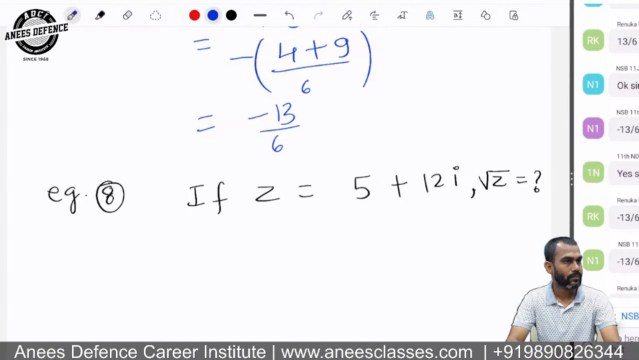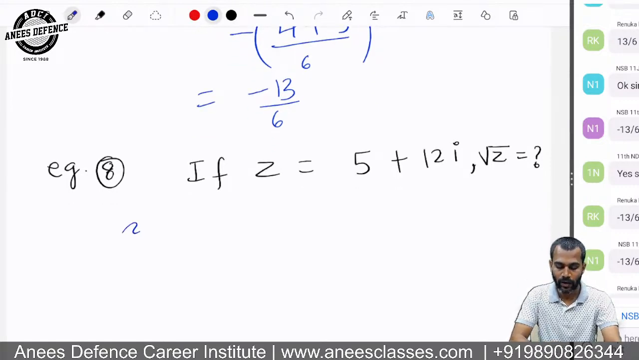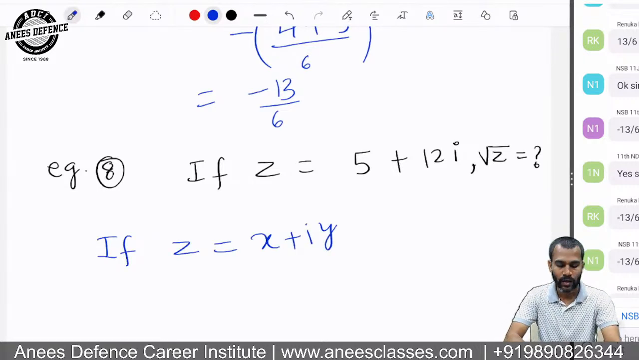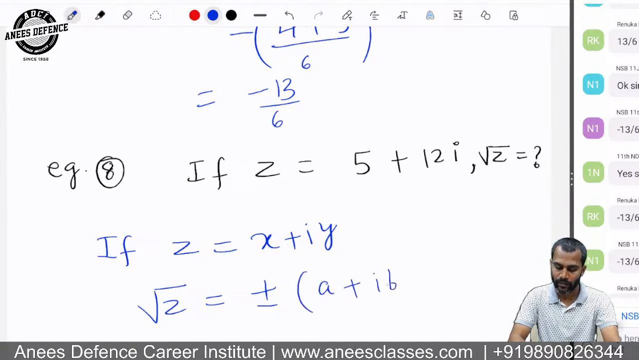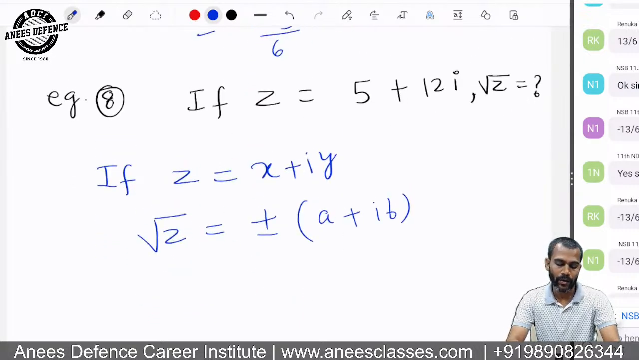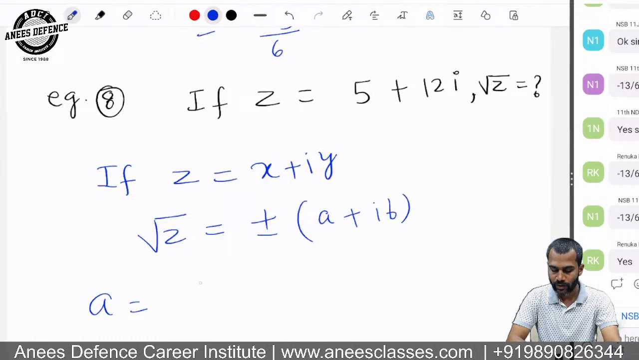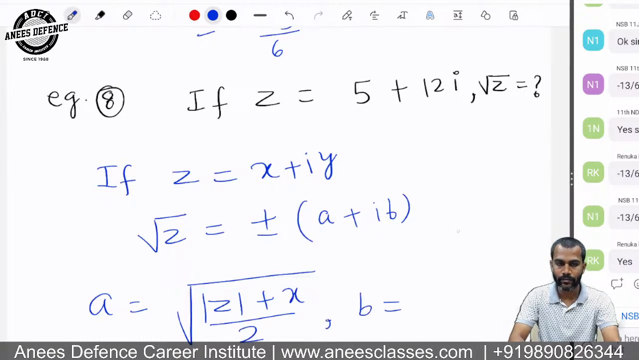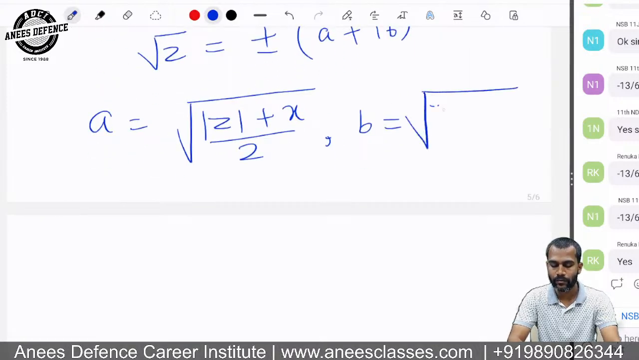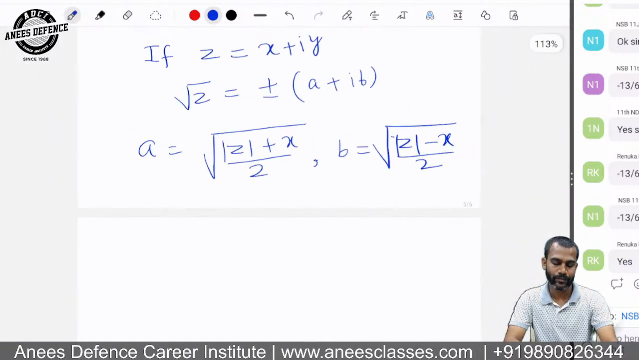Shall I tell the formula? Yes. See, if z is equal to x plus iy, and root z is equal to plus minus (a plus ib), then a is equal to the square root of (mod z plus x) divided by 2, and b is equal to the square root of (mod z minus x) divided by 2. Yes or no? Always remember.